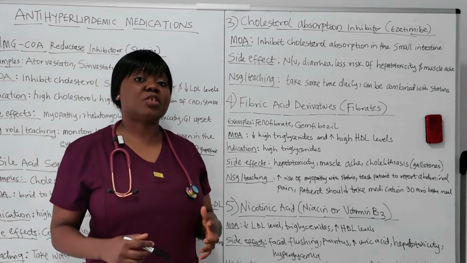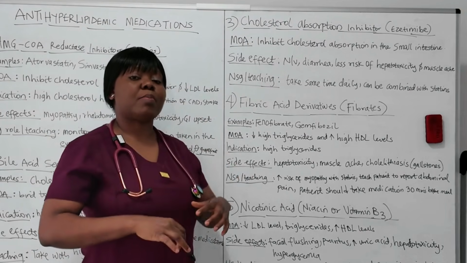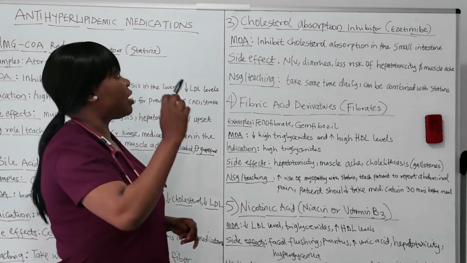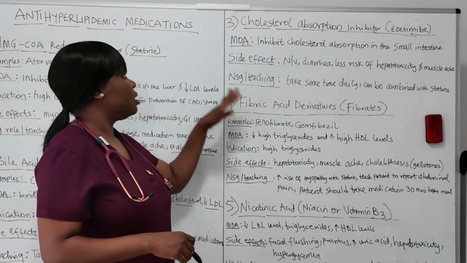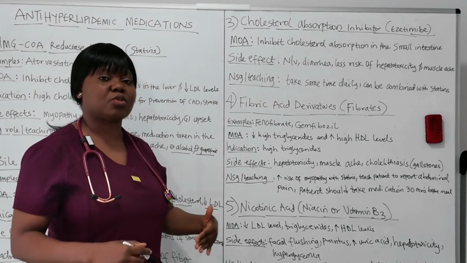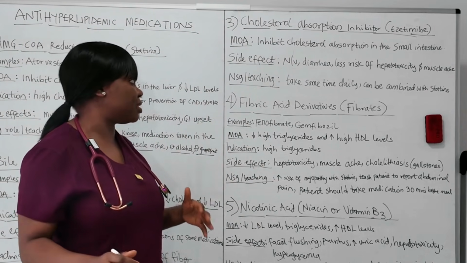The third group of medication we'll be reviewing is the cholesterol absorption inhibitor, popularly called ezetimibe. So this medication, the mode of action from the name, is to inhibit cholesterol absorption in the small intestine. So it ensures that cholesterol is not absorbed in the small intestine.